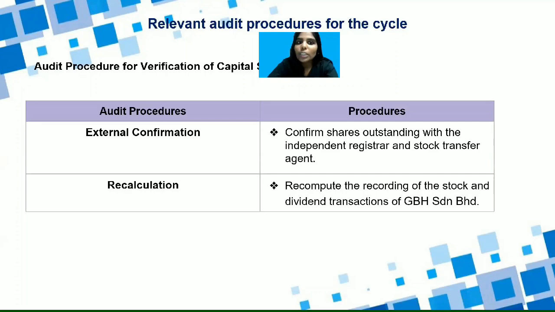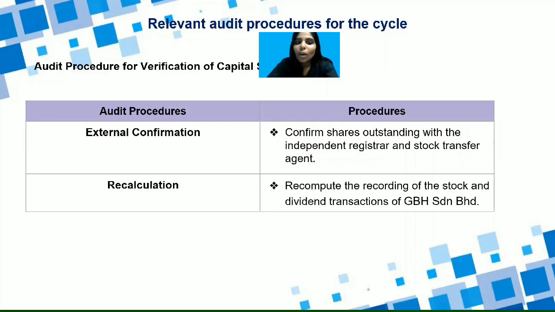So the confirmation request should be written by the client on the client letterhead, but it should be mailed by the auditor. So the confirmation reply should be sent directly to the auditor, not to the client. All the information contained in this reply should be traced to the corporate records. So it is essential that the general ledger controlling accounts agree with the amount of stock issued as reported by the independent registrar and stock agent.